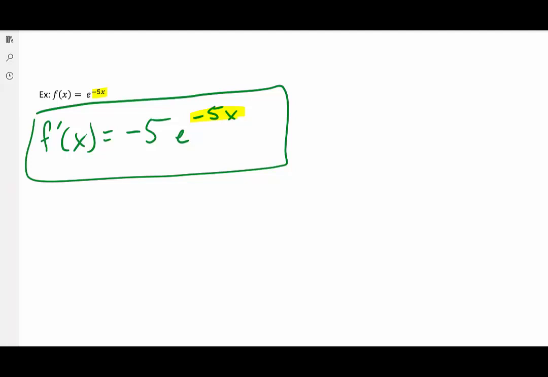So I can't stress this enough. Where did the negative 5 come from? The negative 5 is the derivative of the power, which was negative 5x. All right, next example.